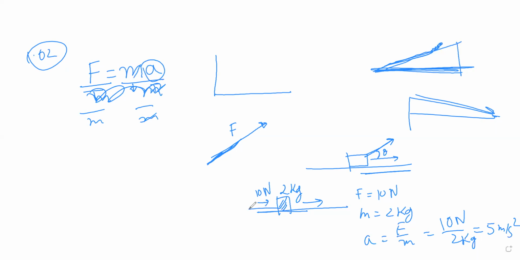In this case we can do that, but what happens when this is 10 Newton in this direction? How can we represent it? Can we do the same math? No. Because when we are using force at an angle, it divides into two components. One component we can define as the vertical component.